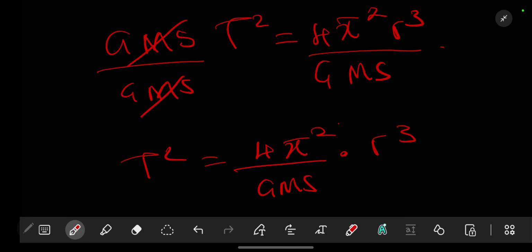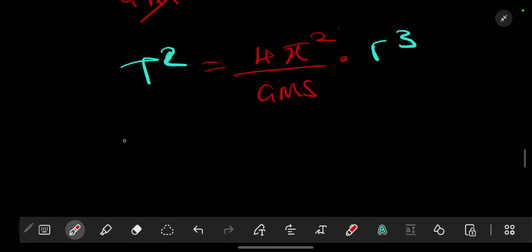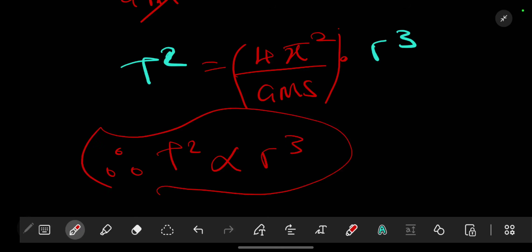So as you can see, we have derived Kepler's law, because it is saying t squared is directly proportional to the cube of the radius. So this is basically how we derive. If you are asked to derive, you can say therefore t squared is directly proportional to r cubed, because you are just looking at these two and they have the powers that are expected.